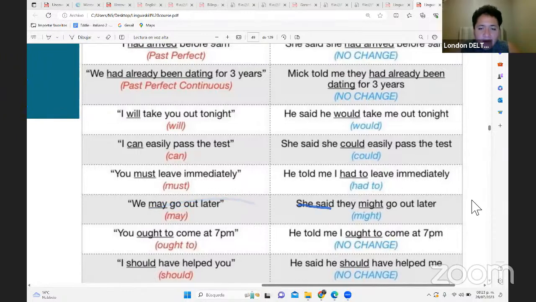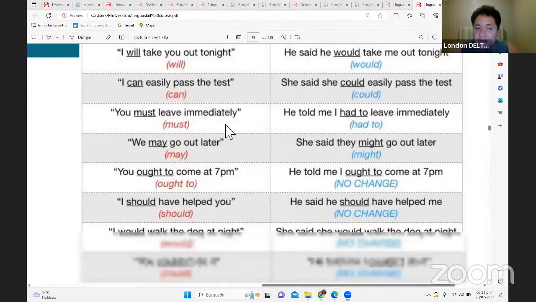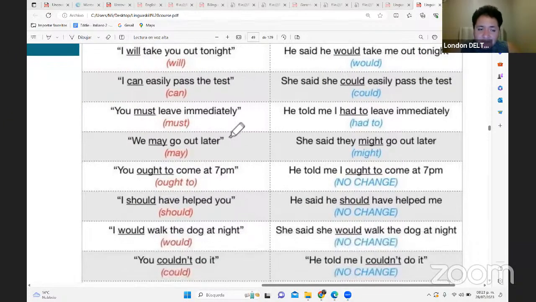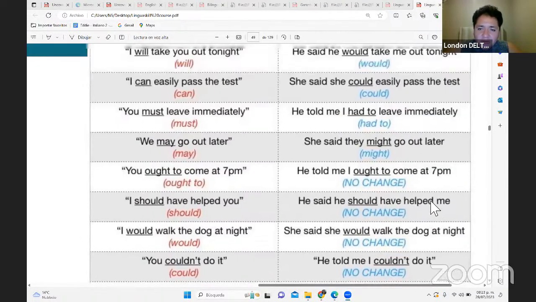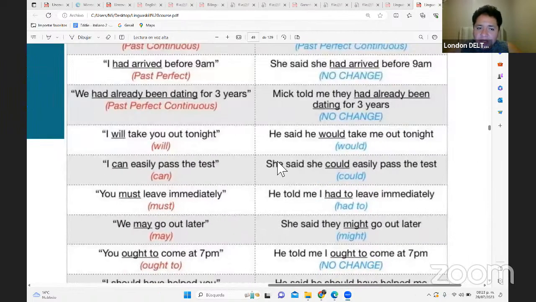Ok. Have to. Have to significa deber. Bueno, no cambia. You have to come at 7 p.m. He told me I have to come at 7 p.m. Should no cambia. Would no cambia. Could no cambia. Okay. And might doesn't change as well. So yeah, maybe you have to memorize how it changes, right?